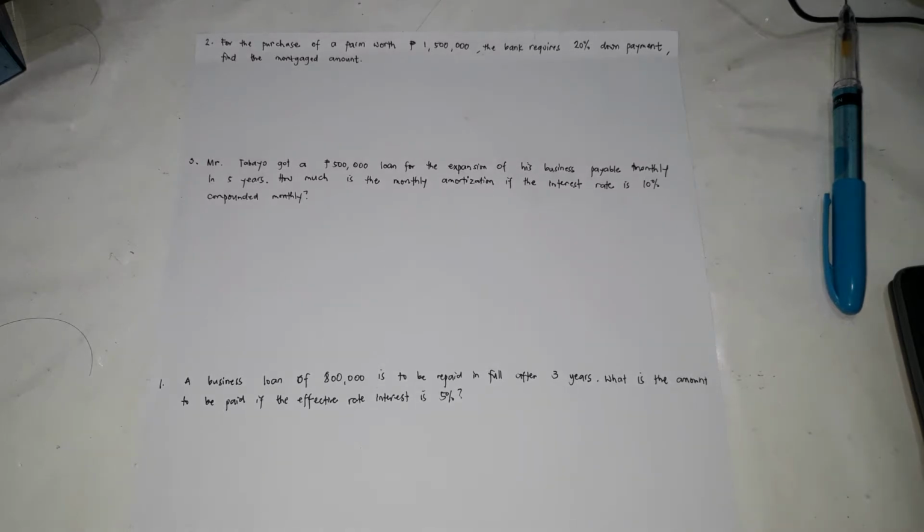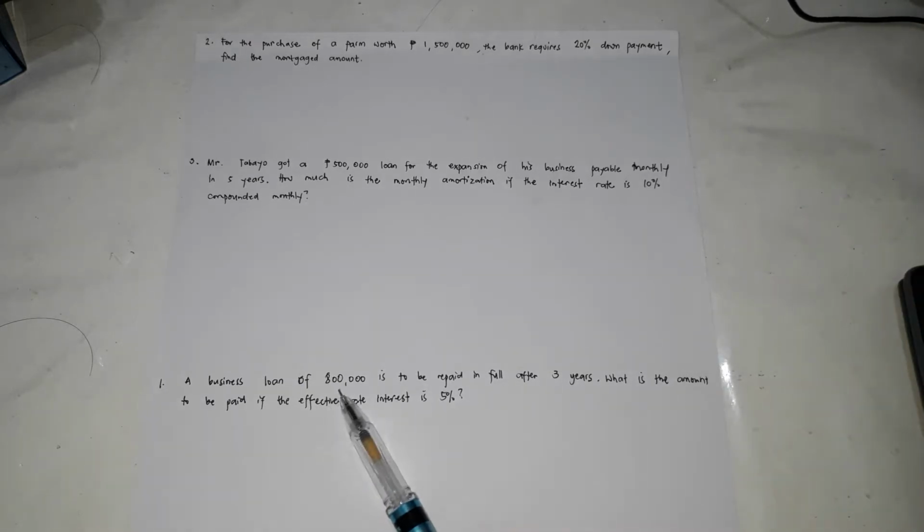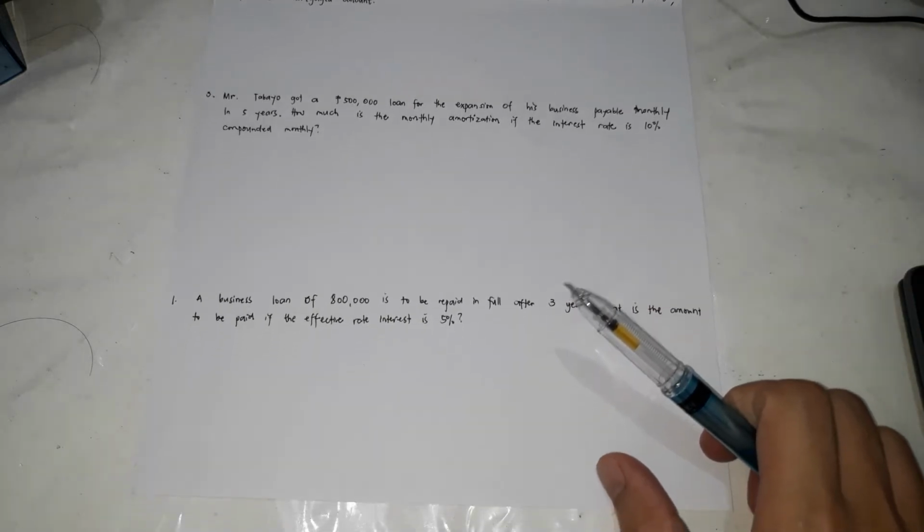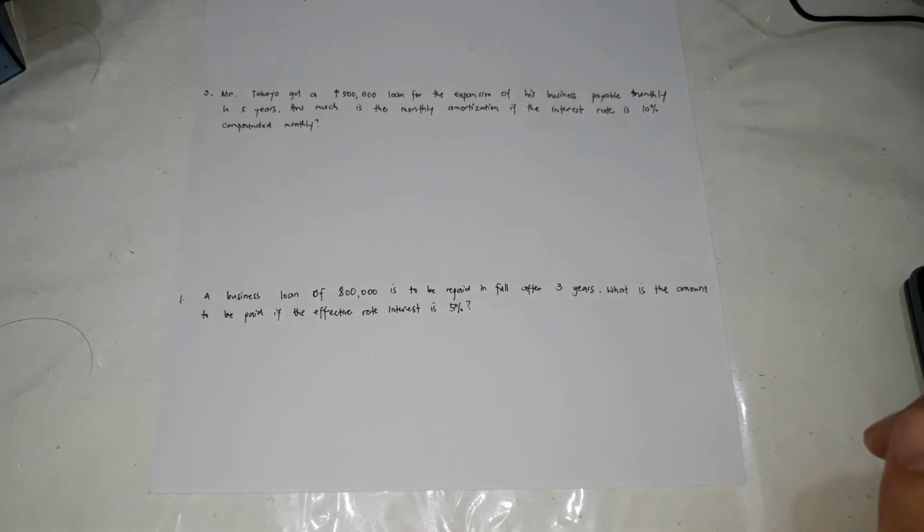Now we're going to learn how to solve problems involving business and consumer loans. So the first problem, problem number one: a business loan of 800,000 is to be repaid in full after 3 years. What is the amount to be paid if the effective interest rate is 5%?